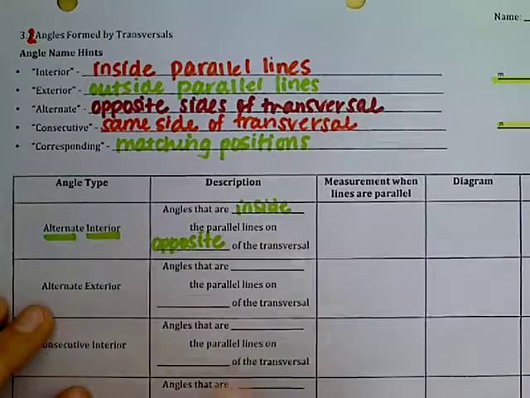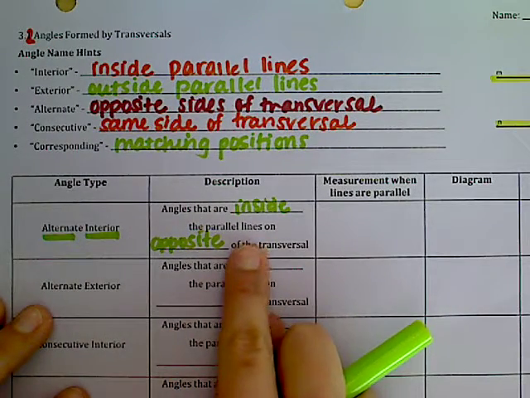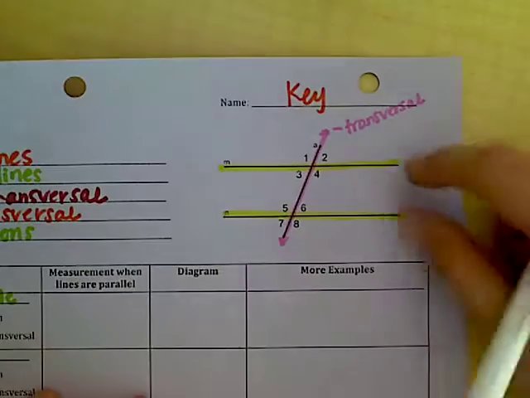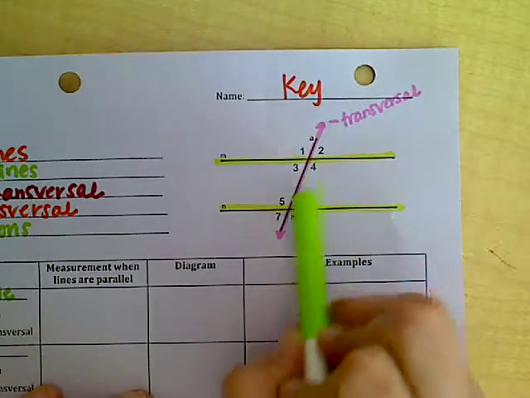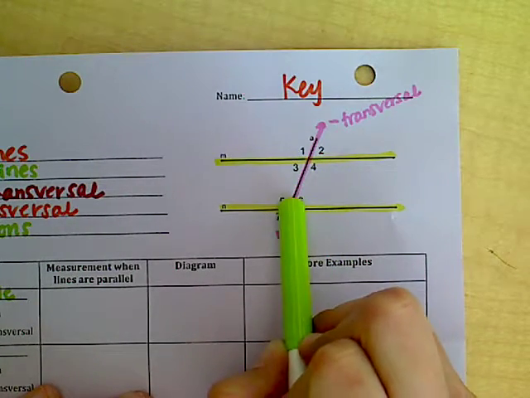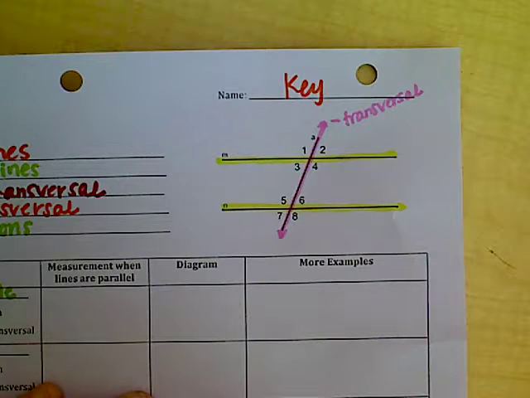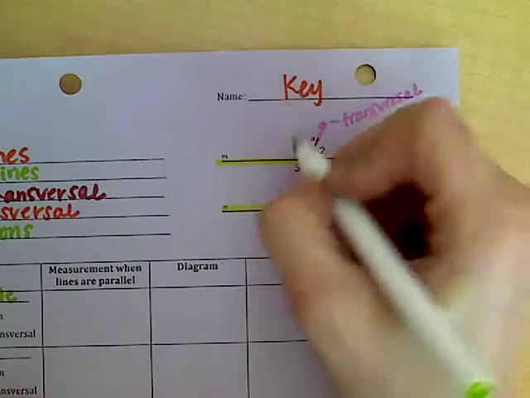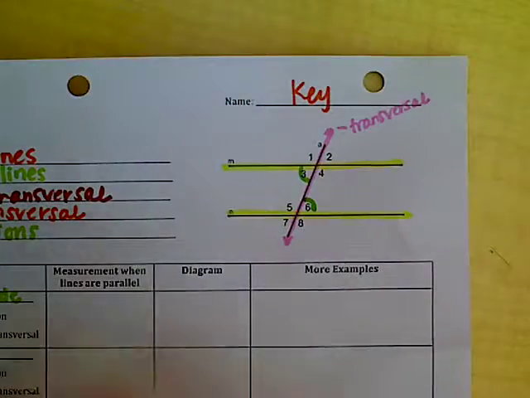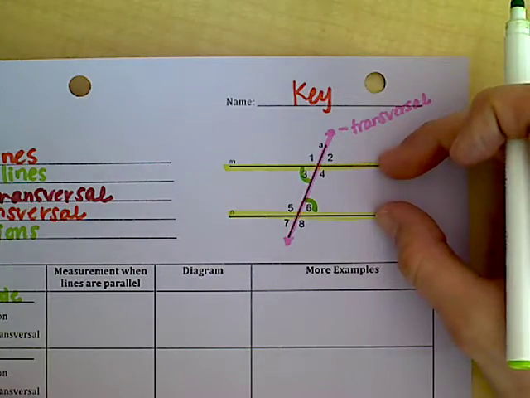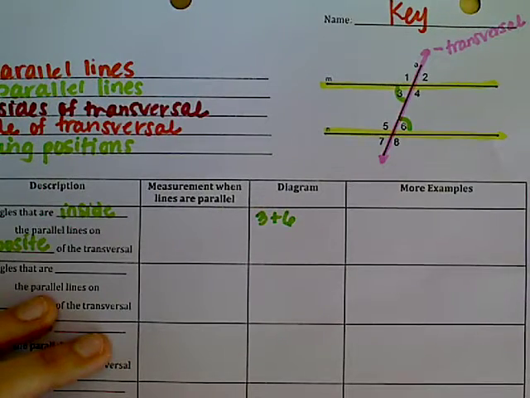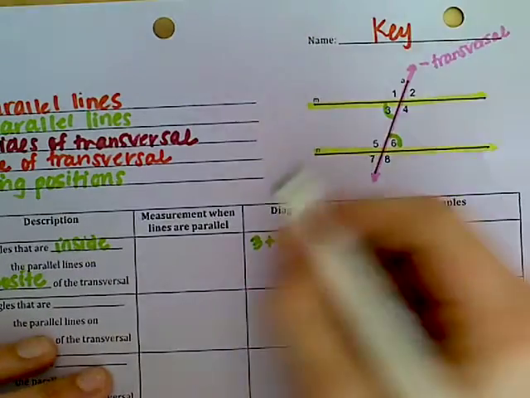So if we're looking for angles that are inside parallel lines on opposite sides of the transversal, we need to look at our picture. Inside the parallel lines, that leaves me with 3, 4, 5, and 6. And I want a pair that are on opposite sides of the transversal. They need to be immediately inside and on opposite sides of the transversal. So one pair that I can list is 3 and 6. Again, immediately inside the yellow lines, opposite sides of the transversal. So under the diagram, I'm going to write 3 and 6. The other pair that you can come up with then would be 4 and 5.